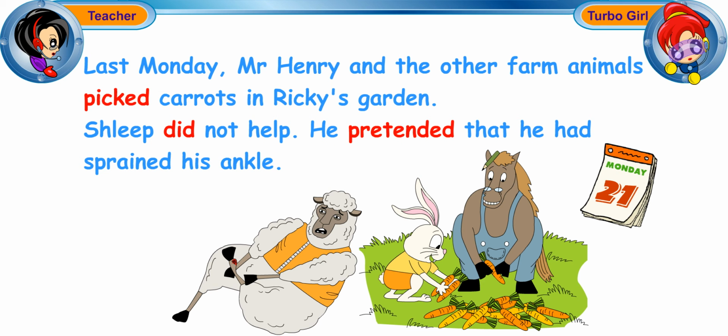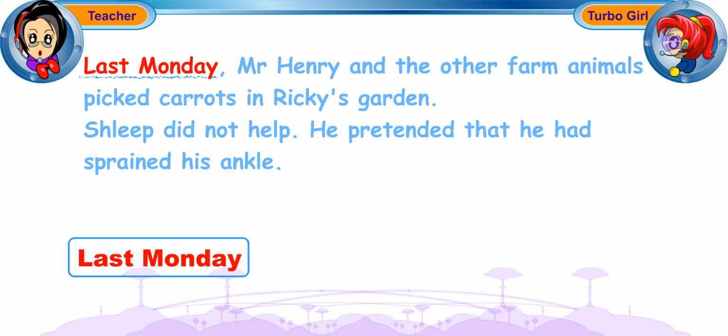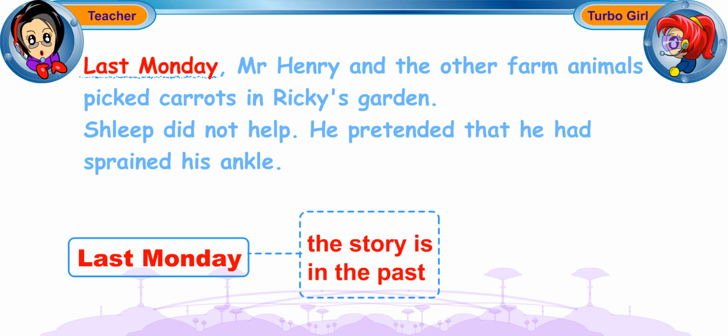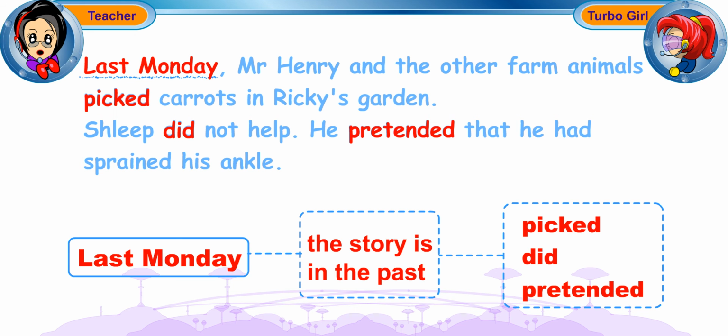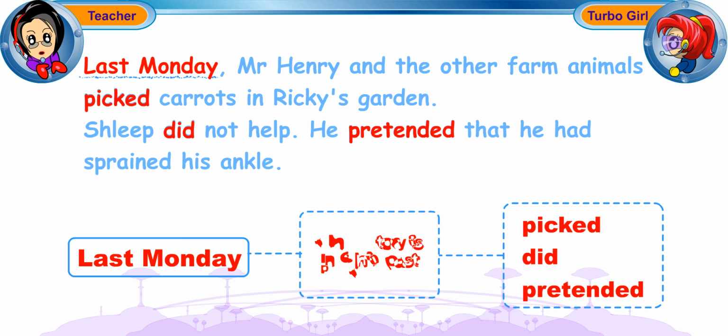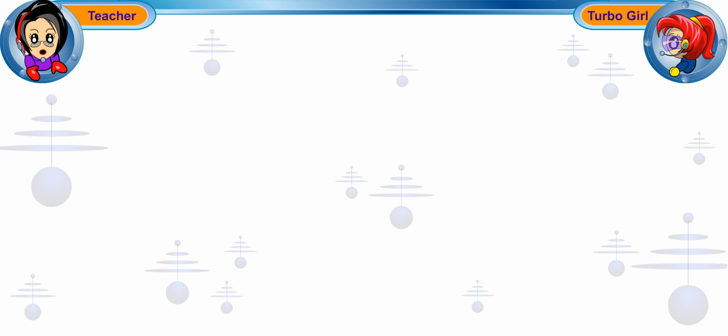It's talking about actions that happened in the past because the story started with last Monday. Very good. Last Monday shows us that the story is in the past. That's why the verbs in the story picked, did, and pretended are in the simple past form. It's time for you to tell me what you have learned today.